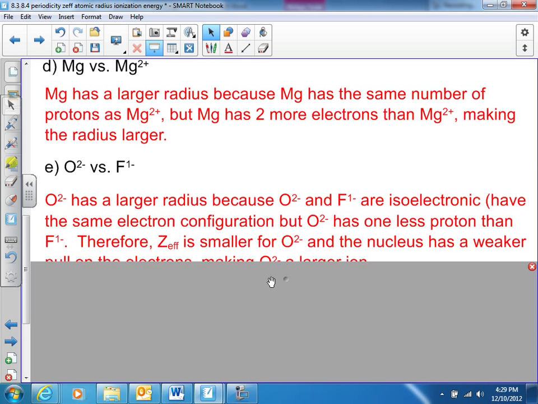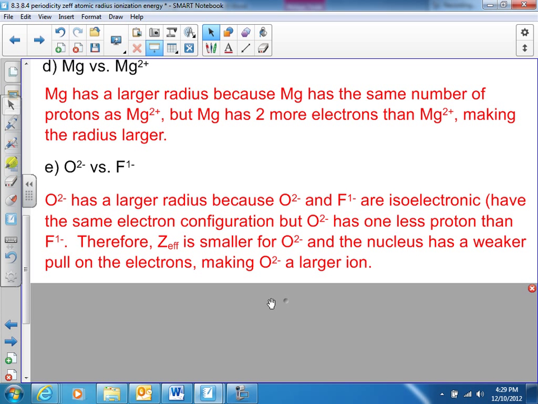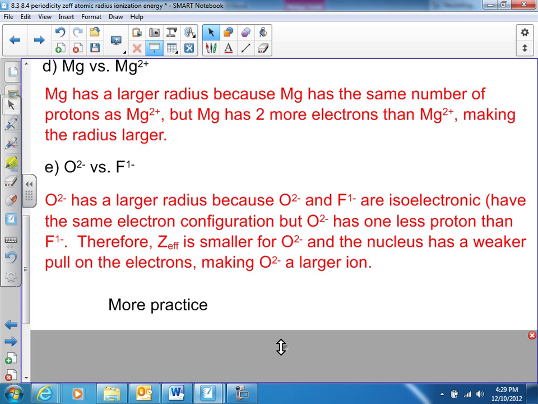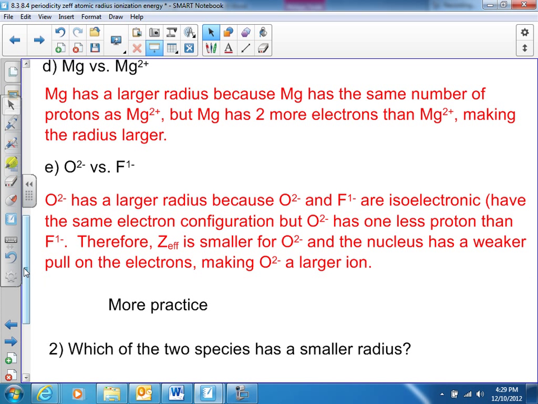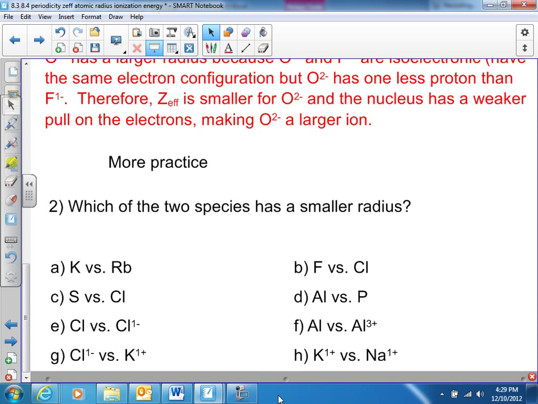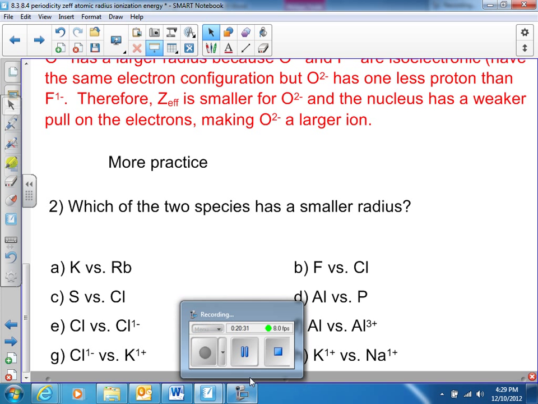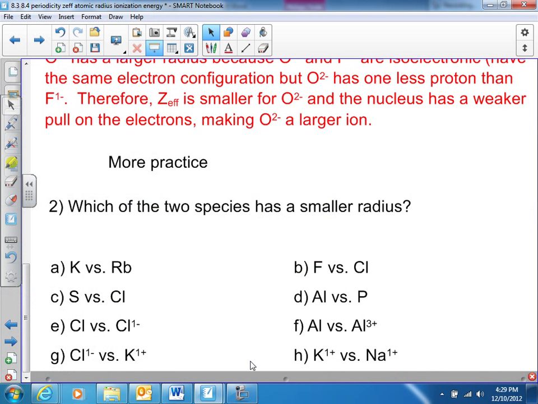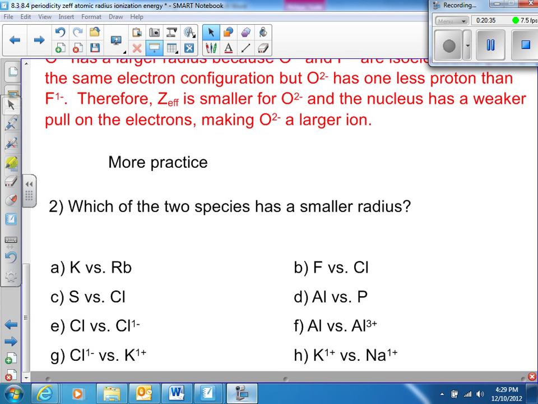Here's the answer. So O2 minus has a larger radius. These have the same number of electrons, but O has fewer protons. It has a weaker pull on the electrons, so O2 minus is a larger ion. All right, you're going to do these on your own, and I will show you the answers in a moment. So pause. I'm going to pause myself and put the answers up in just a moment.